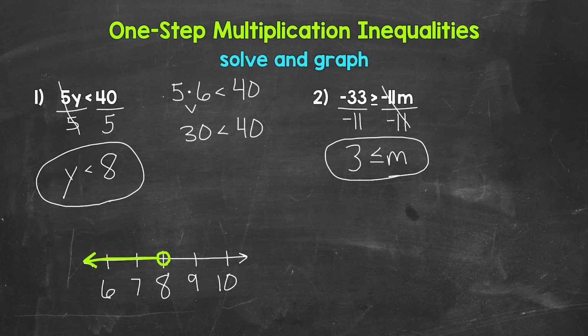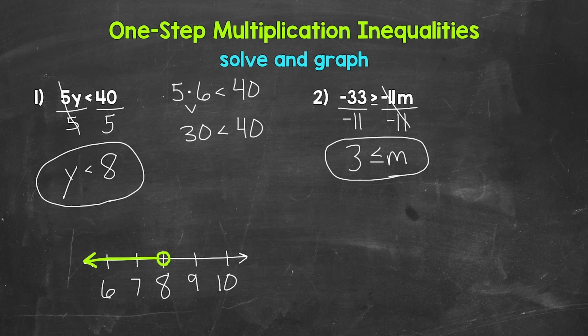Now, as far as flipping the inequality symbol, that symbol flips as soon as both sides are divided by negative 11. Basically, it flips in order to keep the inequality true. I go into more detail about this in other videos. Those links are in the description. For this video, we will focus on solving and graphing. Now, as far as our answer, we have m is greater than or equal to 3. So m can be anything greater than or equal to 3.